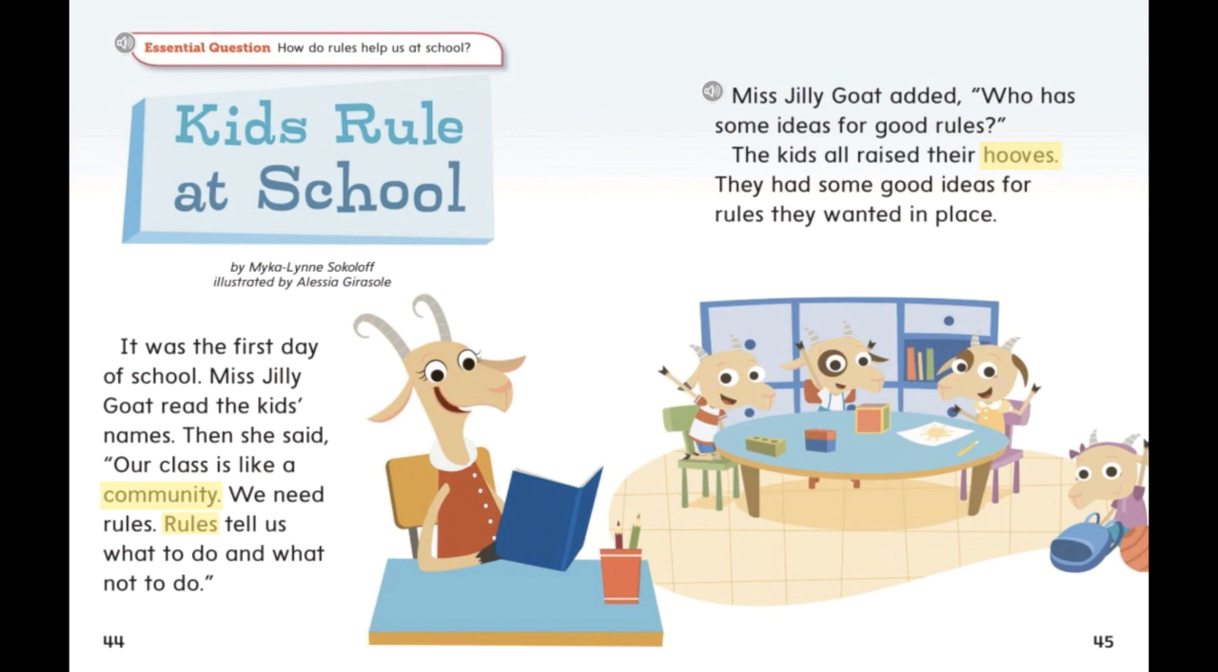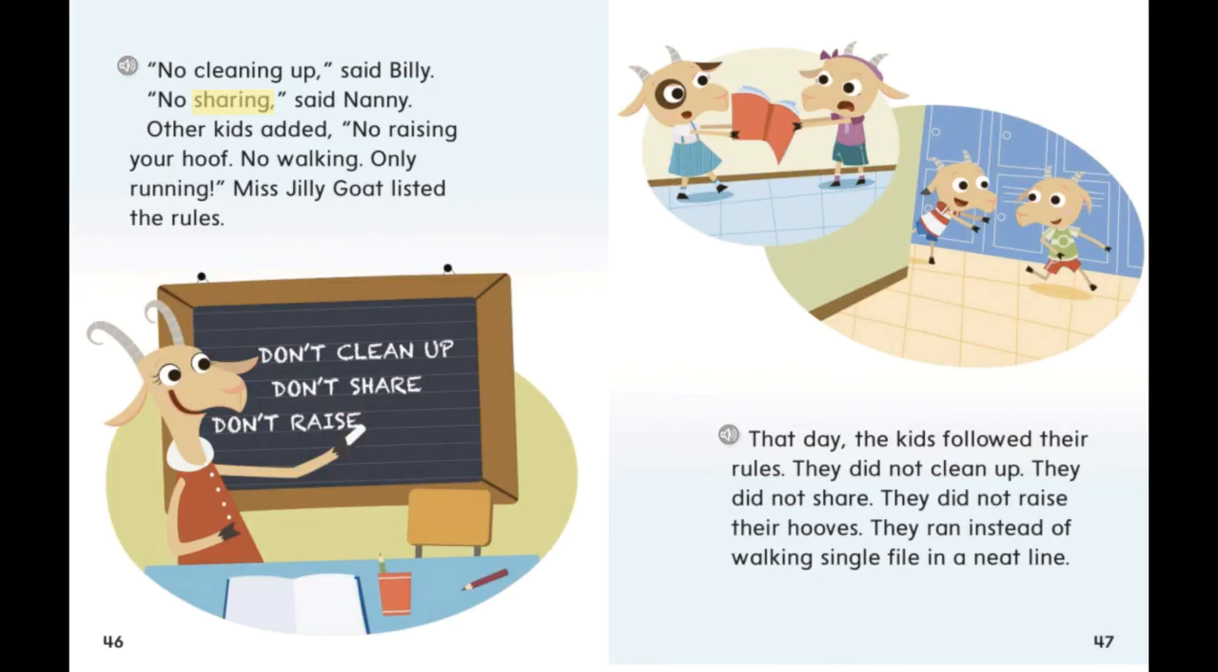"No cleaning up," said Billy. "No sharing," said Nanny. Other kids added, "No raising your hoof, no walking, only running." Miss Jillygoat listed the rules. That day, the kids followed their rules. They did not clean up. They did not share. They did not raise their hooves. They ran instead of walking single file in a neat line.